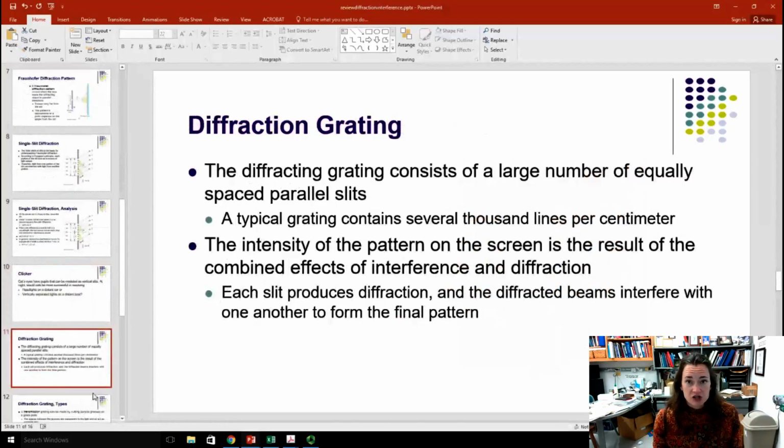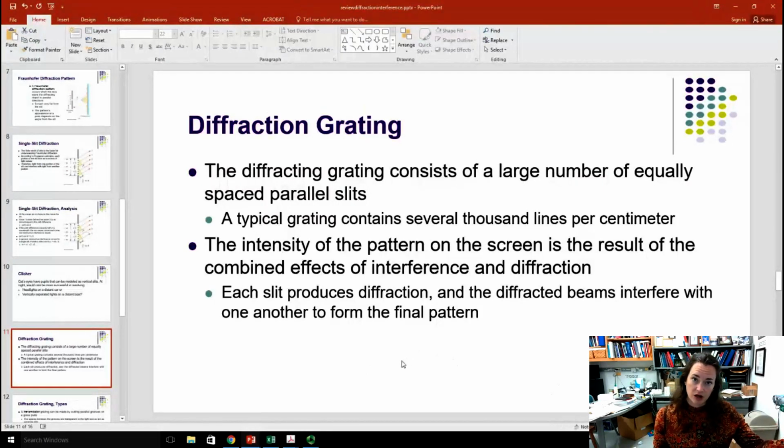So that was diffraction from a single slit. You can also get diffraction from what's known as a diffraction grating. A diffraction grating consists of a large number of equally spaced parallel slits. Typical diffraction gratings that you might buy off the shelf contain several thousand lines per centimeter. The intensity of the pattern on the screen is the result of the combined effects from interference and diffraction. Each individual slit produces diffraction, and then those diffracted beams interfere with one another.